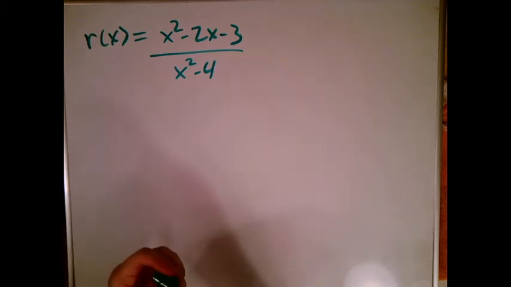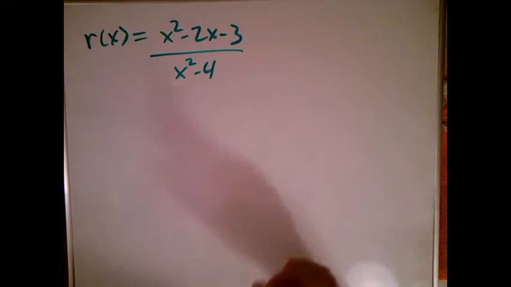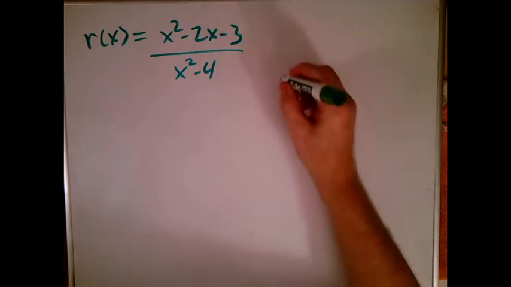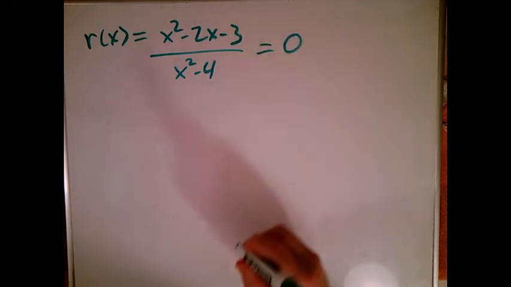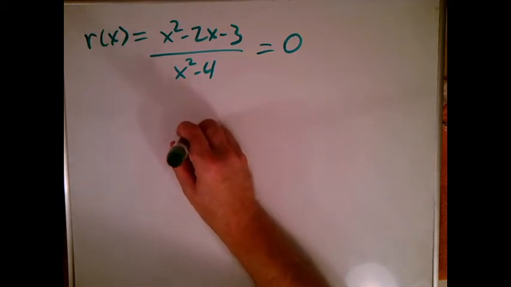Okay, what we're going to try to do here is just show you how to find the zeros of a rational function and then show you one quirky thing that can happen. Now, what we want to do is set this equal to 0 and see what happens. Well, that's a fraction. A fraction is 0 when the top is equal to 0. So let's just set the top equal to 0.